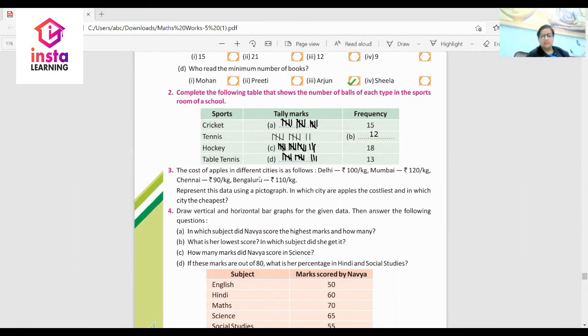The cost of apples in different cities is as follows. Delhi 100 rupees per kg, Mumbai 120, Chennai 90 per kg, and Bangalore 110. Represent this data for the cities, and find the cheapest city also. Okay. Now draw vertical and horizontal bar graphs for the given data. Then answer the following questions also.